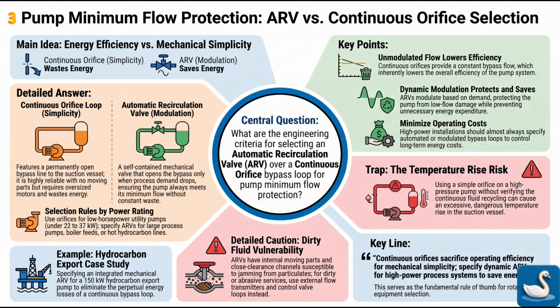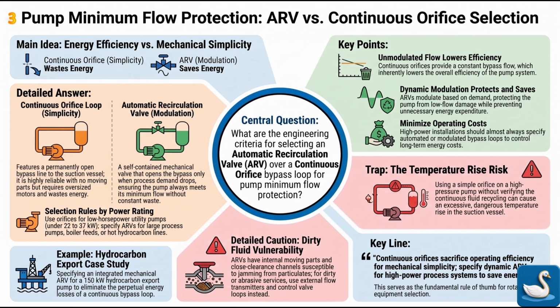Proceed. You mentioned the minimum continuous stable flow, the MCSF, as a hard boundary. What are your strict engineering criteria for selecting an automatic recirculation valve, an ARV, over a continuous orifice bypass loop for pump minimum flow protection? The selection criteria rely entirely on balancing upfront mechanical simplicity against long-term operational energy costs.